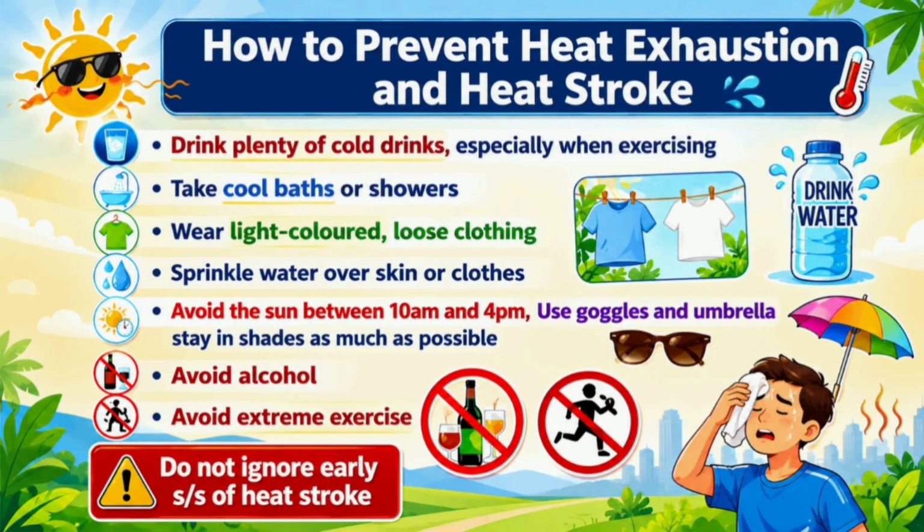Now, how to prevent heat exhaustion and heat stroke? Drink plenty of cold drinks, especially while exercising. Take cool baths and showers. Wear light colored and loose clothing. Sprinkle water over the skin and the clothes. The sun should be avoided, specifically between 10 a.m. and 4 p.m. Use goggles and an umbrella if it is necessary to go out, and stay in shade as much as possible. Alcohol should be avoided, and extreme exercise and strenuous activity should also be avoided. And do not ignore early signs and symptoms of heat stroke.